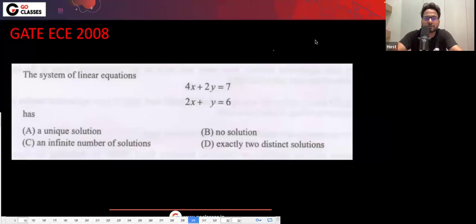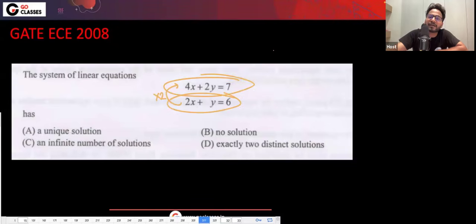Now let's solve this question. This question has been asked in GATE EC 2008. So they are saying the system of linear equations has... See, this is an easy question, just an observation kind of question. If you notice, this is basically twice of this. I mean, both equations are kind of linearly dependent. But if you notice, this is not 12, this is 7. If this is 12, then both are good.